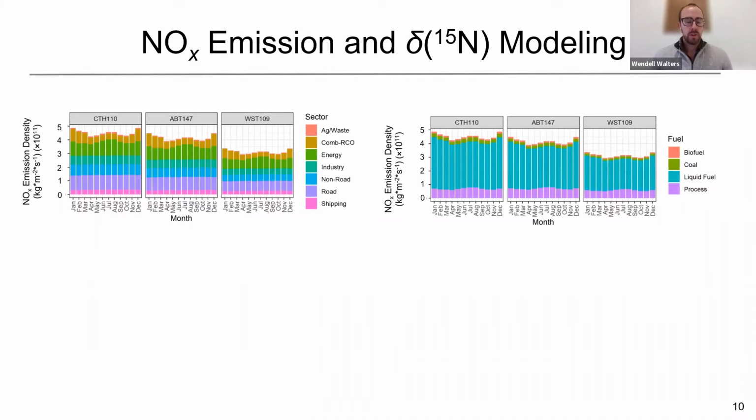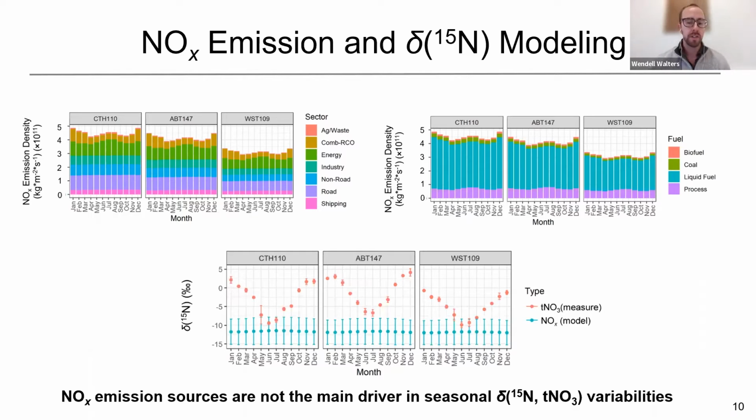So the NOx emission results are shown here for both sector and fuel type. Overall, we find that there is a slight seasonal pattern with a maximum in the NOx emission density during the winter due to a significant heating demand for the study region. And then we also observe a peak during summer due to significant cooling demand. So when looking at the emissions sorted by fuel type, we see that liquid fuel dominates our NOx emissions across all sites.